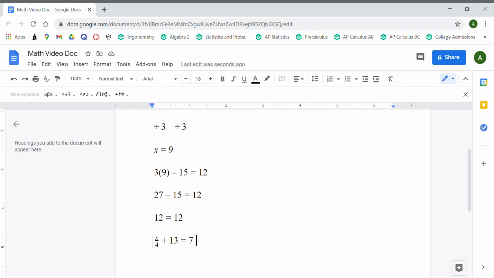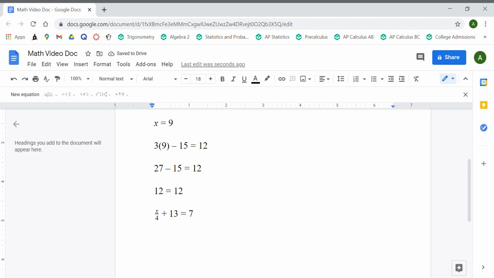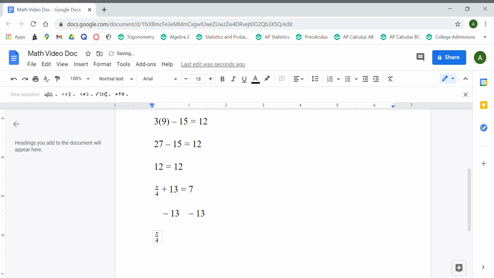Okay, folks, so hopefully you have this equation figured out. As you can see, we have division and addition. Remember, we cancel out addition and subtraction first. We have addition. We need to cancel it out with subtraction. Now we have x divided by 4 equals 7 minus 13, that equals negative 6.